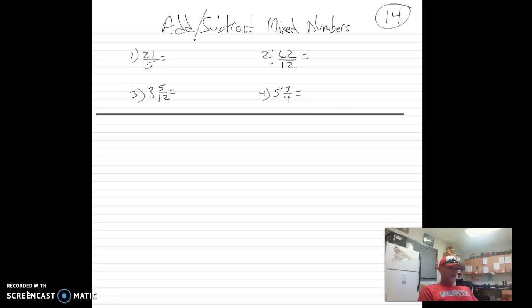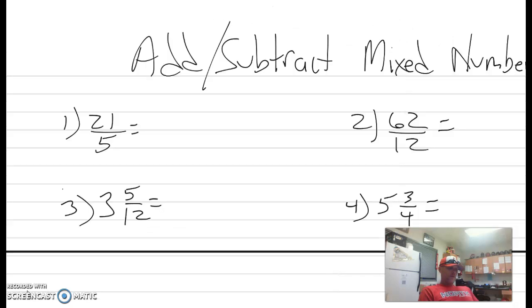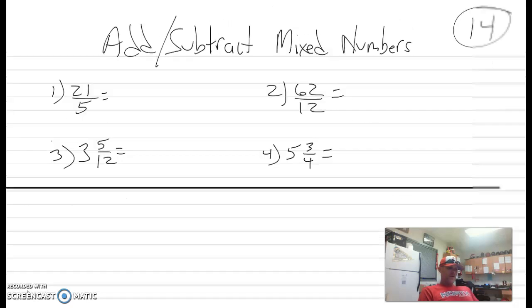of math. I want to see if you can change the improper fraction of 21/5 to a mixed number. And number 2, I want you to try and change 62/12 to a mixed number. And then number 3, I want you to change the mixed number of 3 and 5/12 to an improper fraction. And same thing with number 4, 5 and 3/4 to an improper fraction. Try, pause it, work on that, and then we'll go over it.